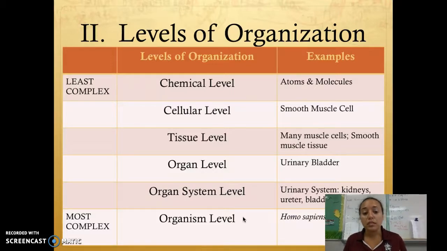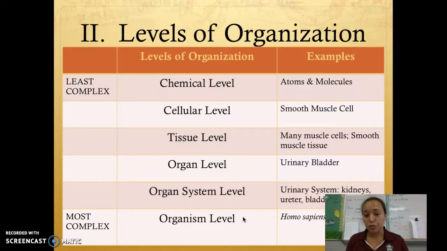So this is from least to most complex. So if we took a microscope and we zoomed in to the smallest structure, we would see chemicals. We would see atoms and molecules. Many atoms and molecules together make a cell, right? In other words, cells are made up of chemicals. An example would be your smooth muscle cells. We'll learn a lot about cells next standard.